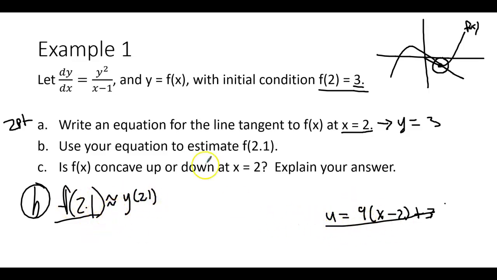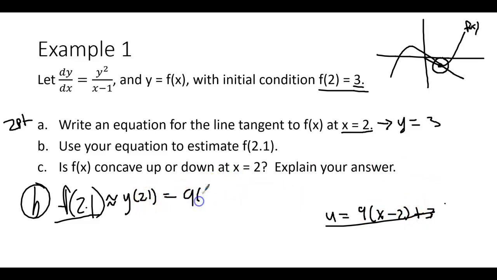Why are these approximately the same? Well, this tangent line is at x equals 2, and 2.1 is really close to that. So this tangent line should have the same output as my function, pretty close anyway, at 2.1. They should be really close to each other. So since I don't know what f is, but I do know what the tangent line is, I can estimate what f is by plugging 2.1 into my tangent line equation instead.